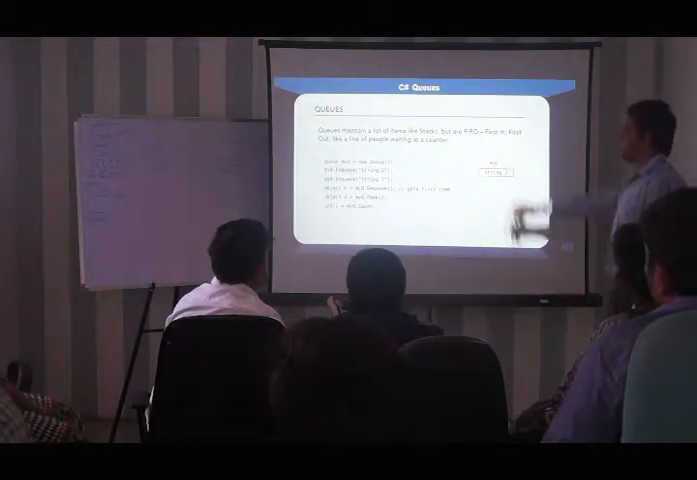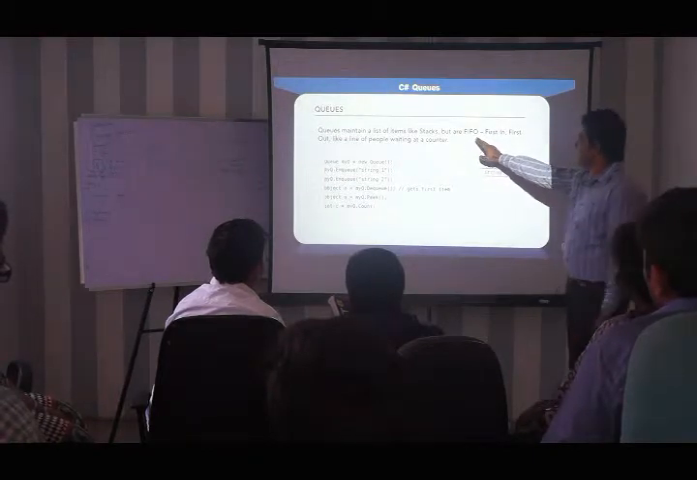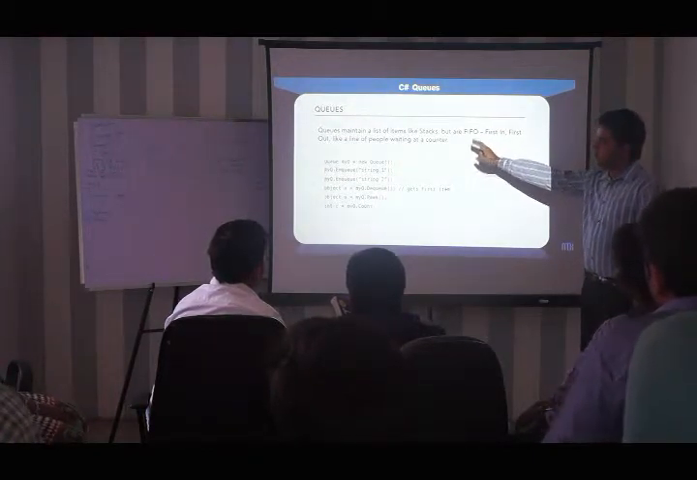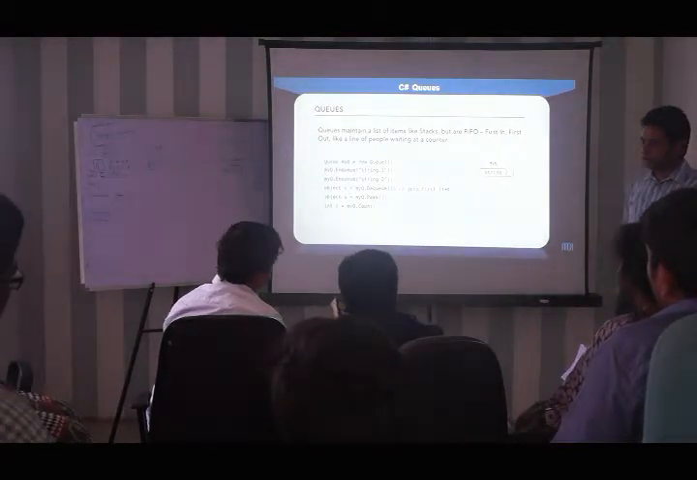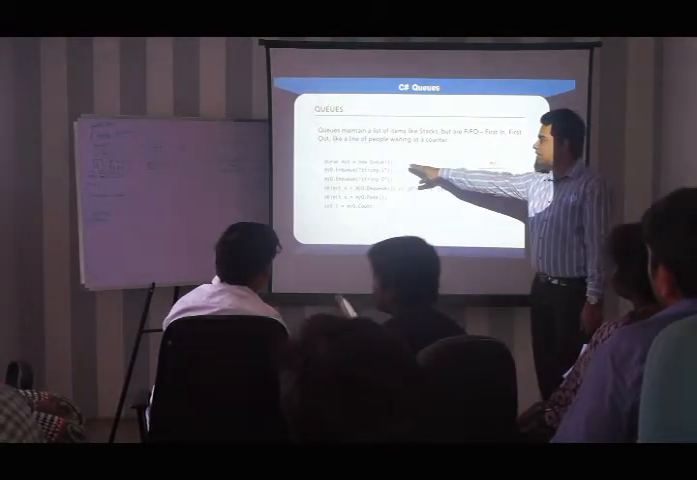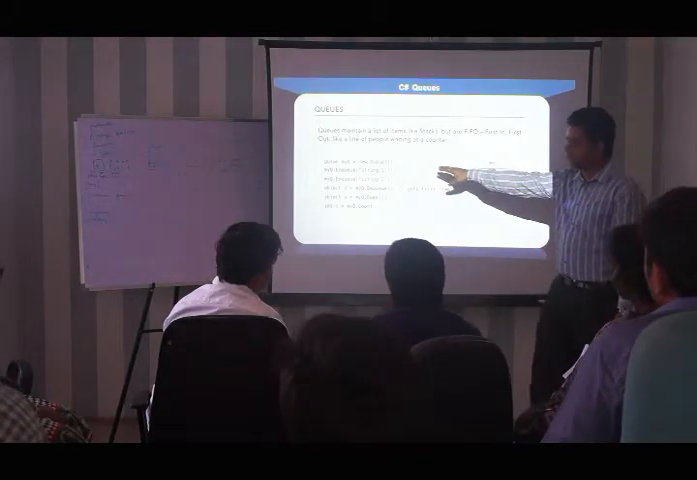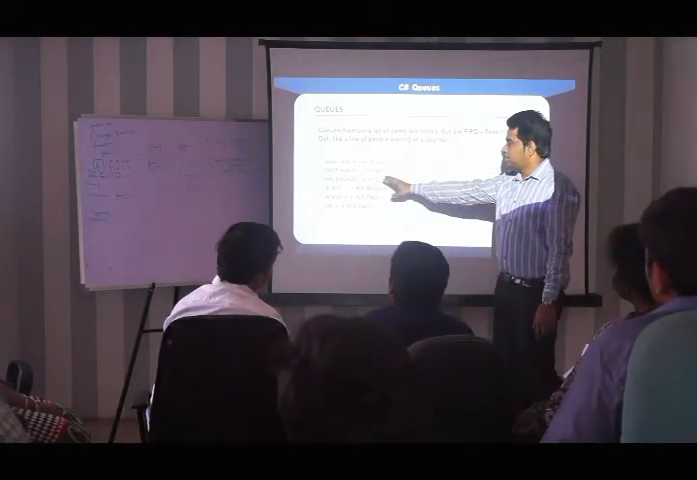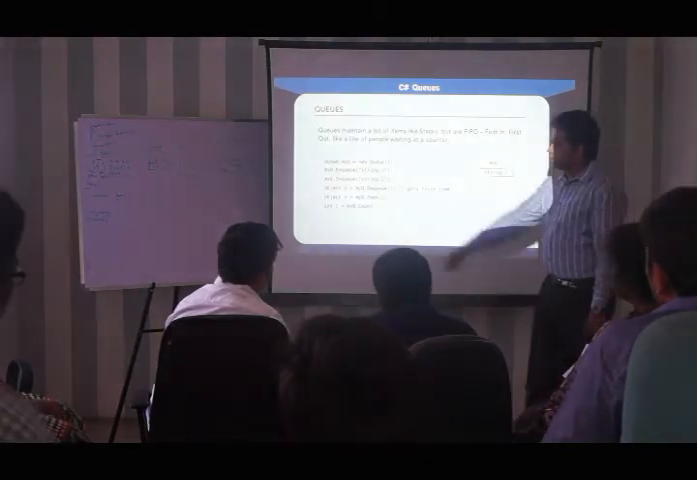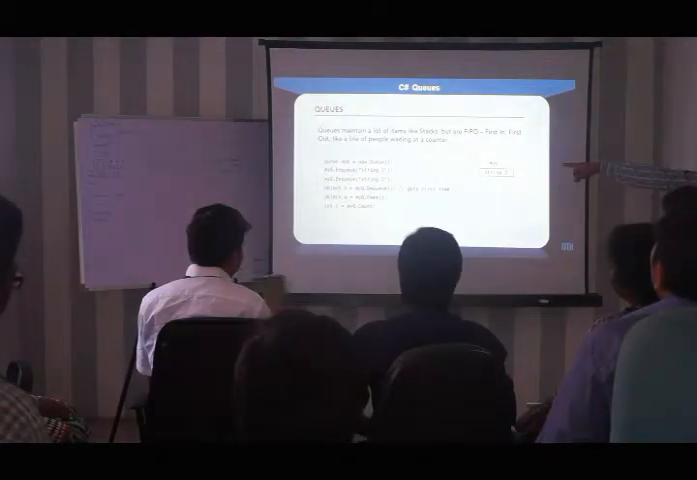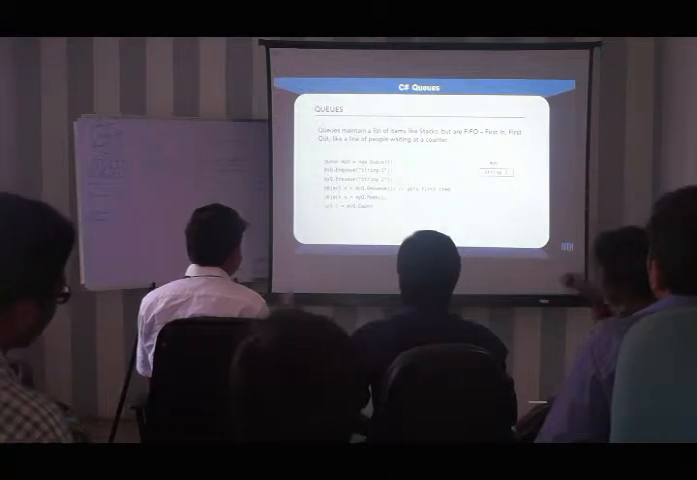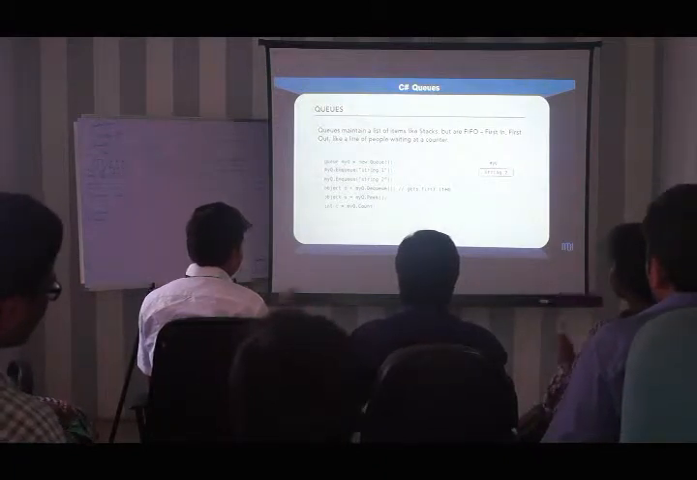Just maintain a list of items like stacks, first in, first come, like a line of people waiting at a counter. So what is happening here? You are defining a queue as new Queue, you are initializing a queue, then you have a method Enqueue. Here we are enqueuing string 1 and string 2.